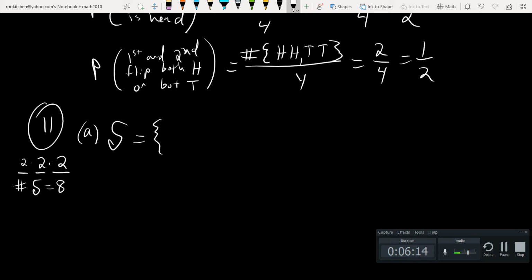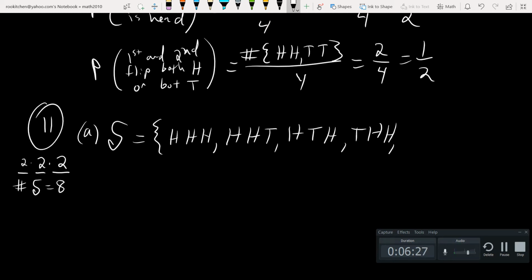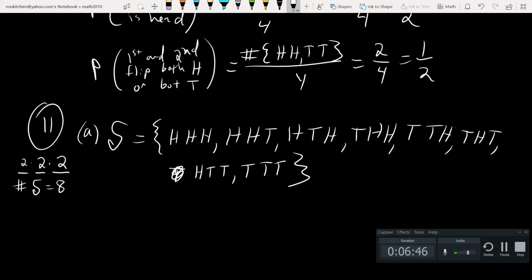Let's list them. There is head, head, head, head, head, tail, head, tail, head, tail, head, head. This could get kind of tedious, but tail, tail, head, tail, head, tail, tail, whoops, head, tail, tail, and then tail, tail, tail. And count them up, make sure you get 8. So 1, 2, 3, 4, 5, 6, 7. Yeah, got them all.